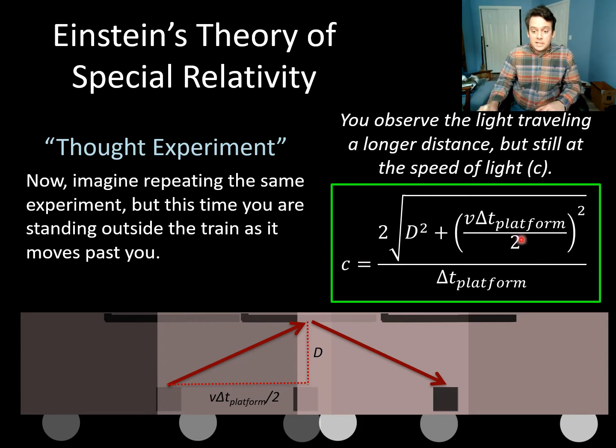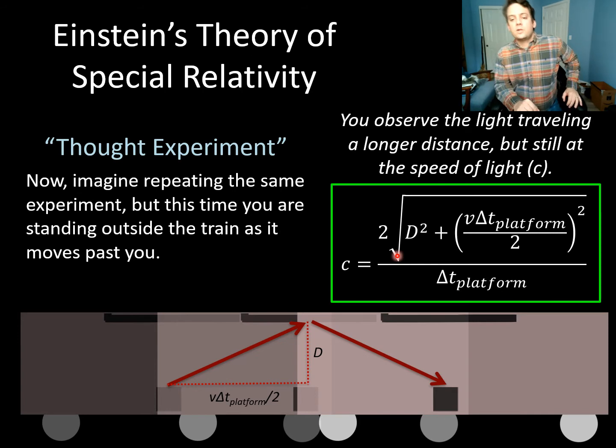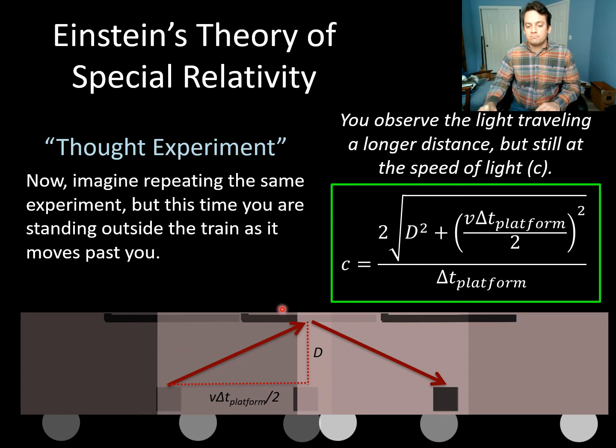So the time is easy. It's just delta T platform, right? We don't know what that is yet, so we're just labeling it delta T platform. It's the time as measured by a watch on the platform that it took the light to go out, reflect, and come back. The complicated part of this equation comes in the numerator, which is the total distance traveled, and it's just twice the length of this hypotenuse, right?